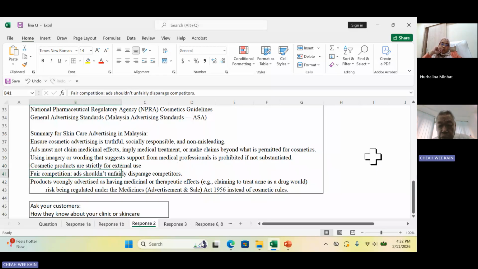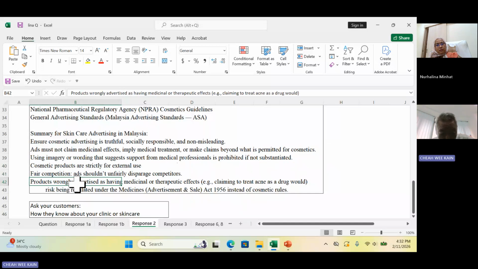Fair competition, you must not say your competitor is bad and you are good. In certain countries, like in China, the law is very strict. You cannot say you are number one. Even though you are number one, you cannot say I'm the number one provider. But in Malaysia, it's a little bit blur. In certain countries, like China, you cannot claim that you are number one, because it's considered unfair competition.